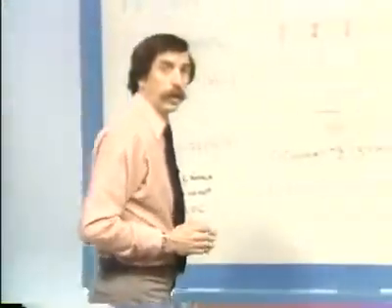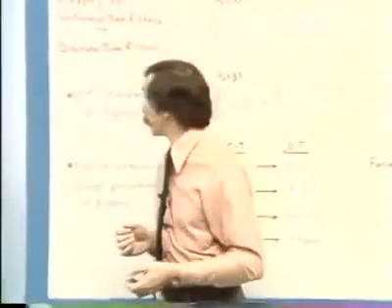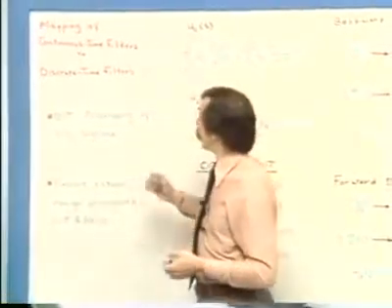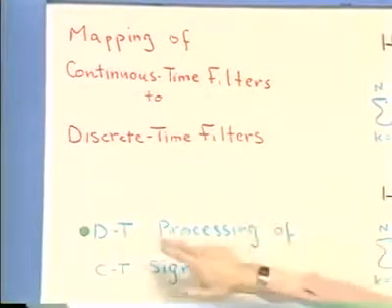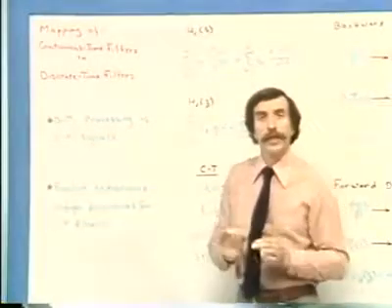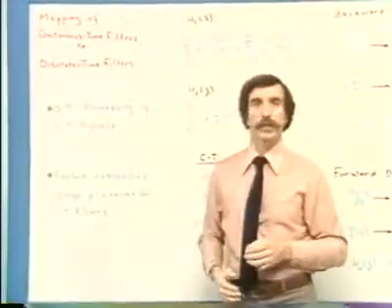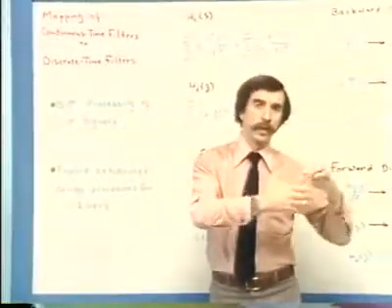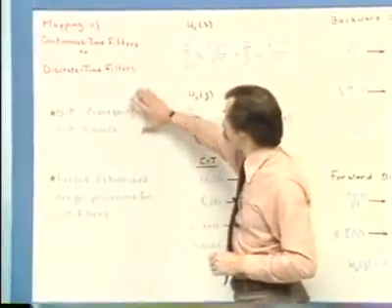Well, there are at least several reasons for wanting to map continuous time filters to discrete time filters. One, of course, is the fact that in some situations, what we're interested in doing is processing continuous time signals with discrete time systems, or said another way, simulate continuous time systems with discrete time systems. And so it would be natural in a setting like that to think of mapping the desired continuous time filter to a discrete time filter. So that's one very important context.